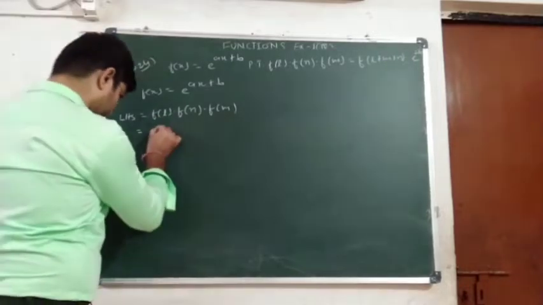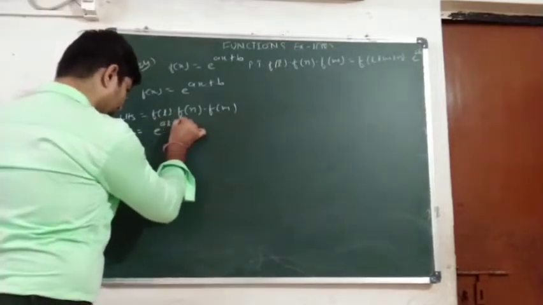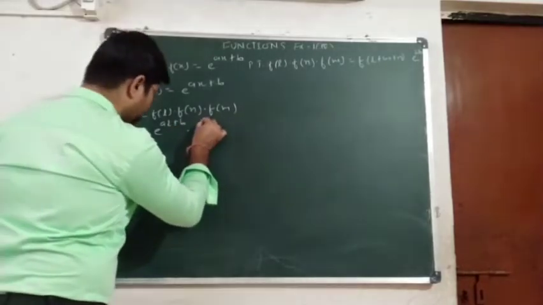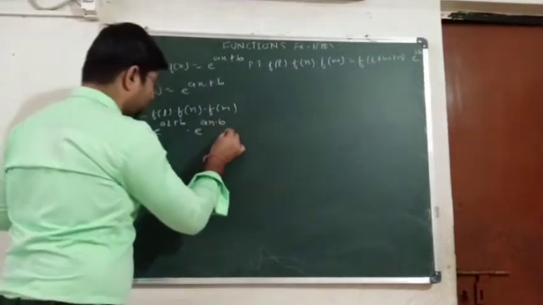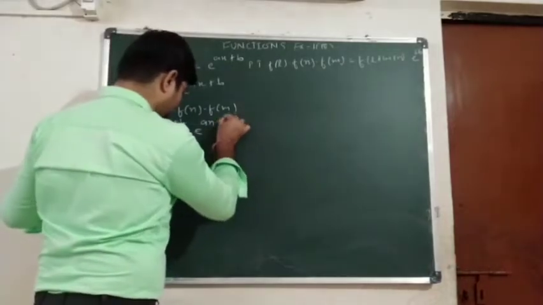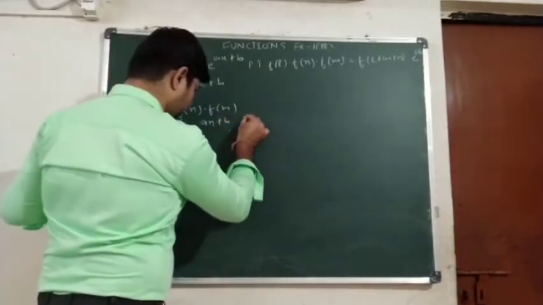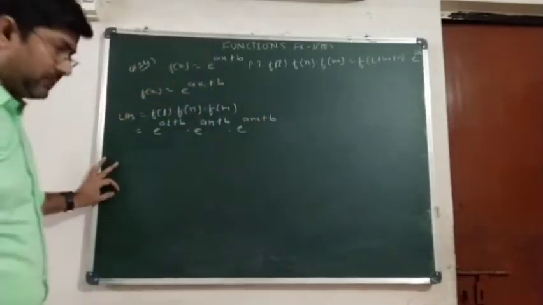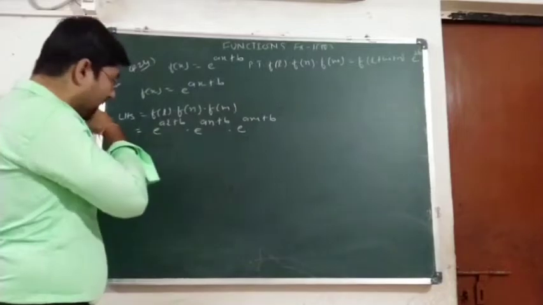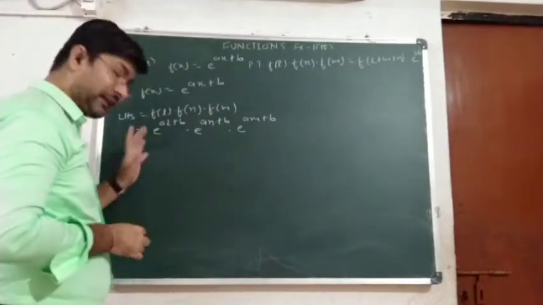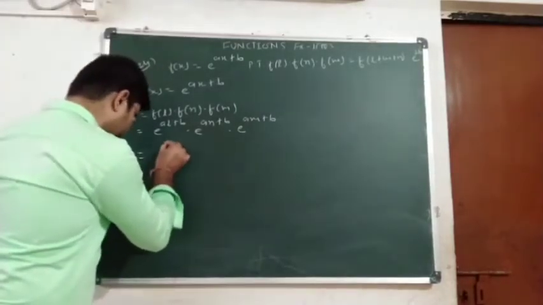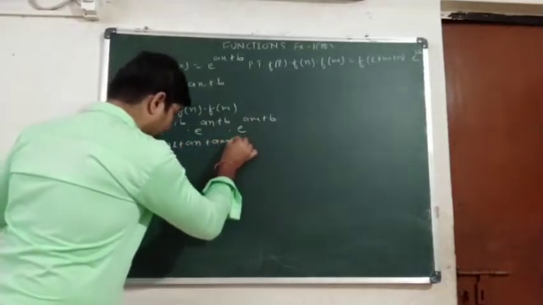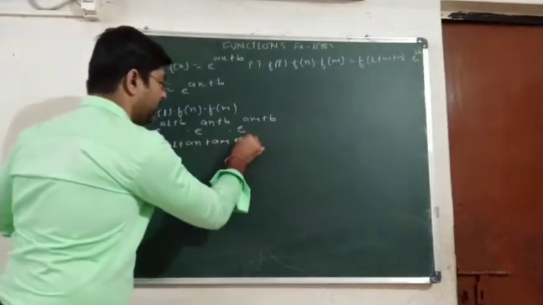So e raised to al plus b, similarly f of n will be e raised to an plus b, and f of m will be e raised to am plus b. Now let us simplify. Since the base e is common, we can add the powers. Therefore e raised to al plus an plus am plus b plus b plus b, we can write 3b.